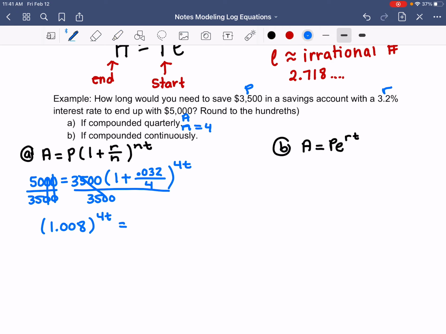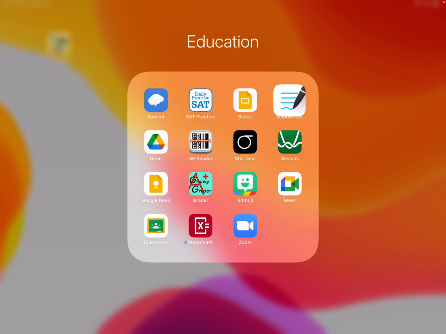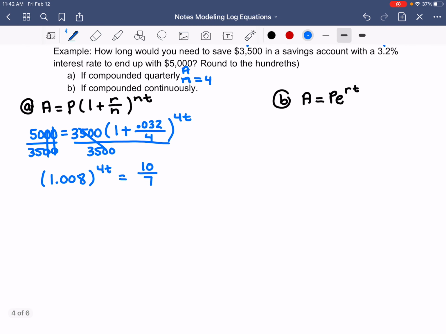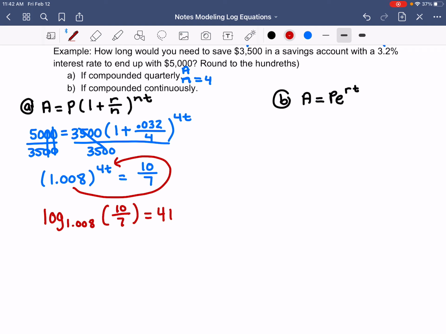I can cancel out these zeros, and then 50 divided by 35, both of those can be divided by 5. It'd be 10 over 7. It's a decimal that doesn't end. 10 divided by 7 just kept going on forever, so I didn't want to write all those decimals out. Okay, so now this is an exponential problem. I can't find my exponent because I don't know 1.008 to what power is 10 over 7. So I'm going to switch it to logs. So I do log base 1.008 of 10 over 7 equals 4t.